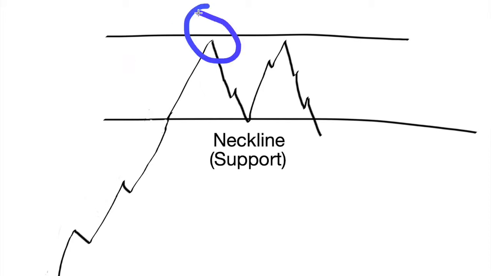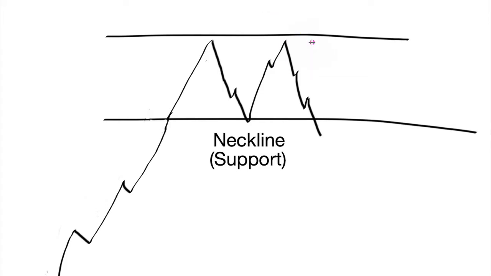you can see here. The next part of the pattern that needs to form will be a pullback or reversal, which will most probably be people profit taking from the previous move up. And this will form a level of support, or what's known as the neckline, which is here. The stock price will then go back up to just below or the same price as the previous high on the chart, the first top, but will not break this level. And this will form the second top of the pattern, which is the double top, as you can see here.